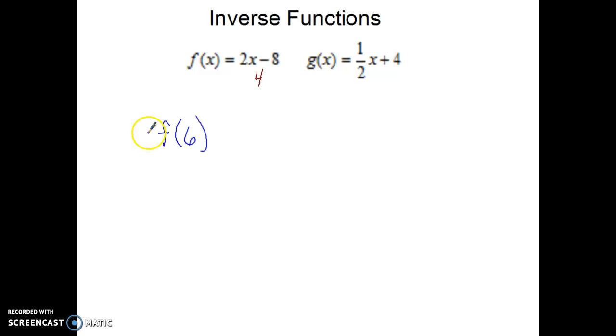Now, if I apply the inverse to that, that means I'm going to take my number 4 and put it into my g function for x. If I put that in there, 1/2 of 4 is 2, plus 4 equals 6. The idea of inverse functions: whatever you do to something should undo that, which means if I start with the number 6 and I apply its inverse to it, my answer should be the same thing that I started with. So these two functions are considered inverses.